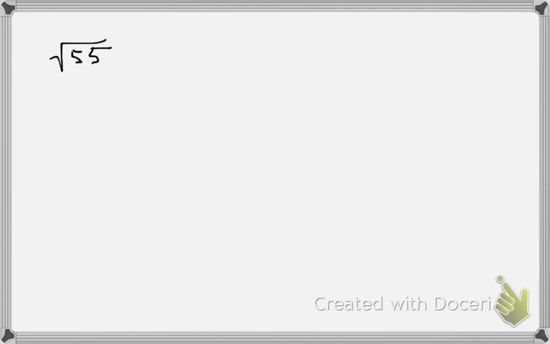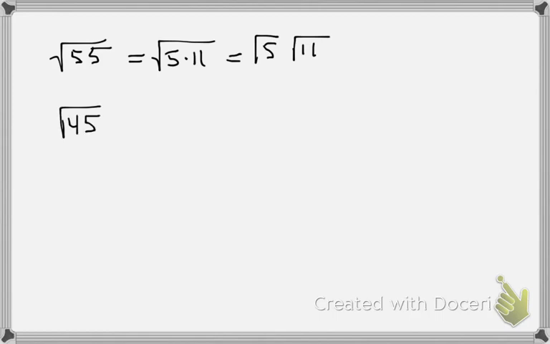So let's say I have the square root of 55. Isn't 55 5 times 11? So according to this rule, I can rewrite this as the square root of 5 times the square root of 11. That's what this rule says. You guys agree? What if I had the square root of 45? Well, 45 would be 9 times 5. So I could rewrite this as square root of 9 times the square root of 5.